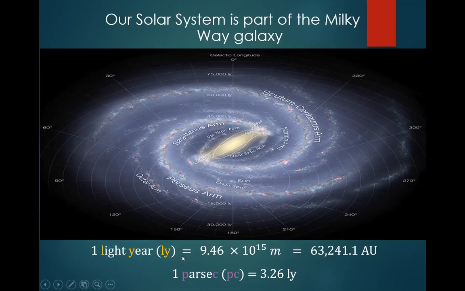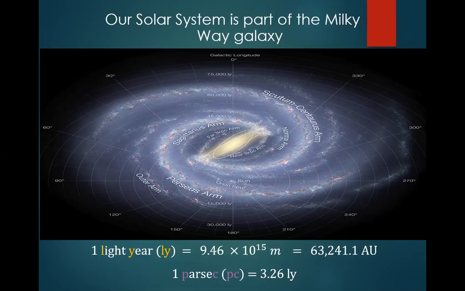1 light year in astronomy is defined to be 9.46 times 10 to the 15 meters. So we're already in very large numbers. How large is that? Basically 946,000 gigameters, which is already huge. It's also equivalent to 63,000 and change AU. So it's a huge number.